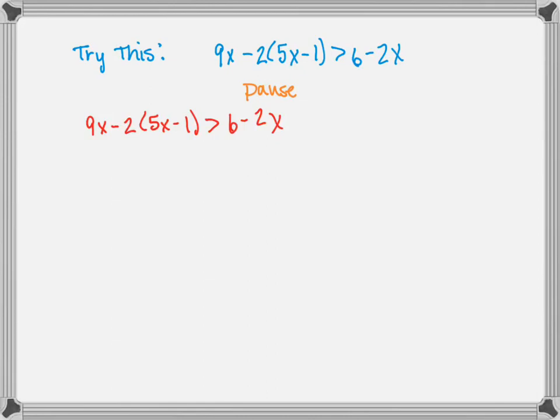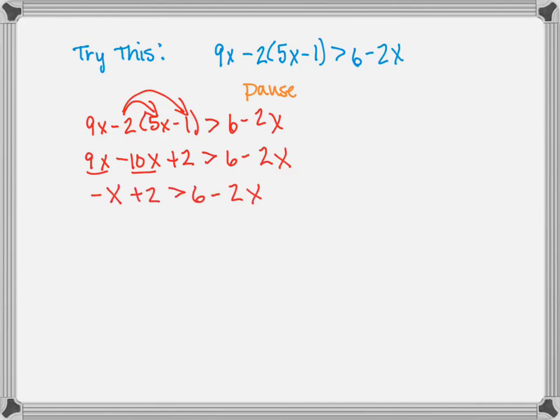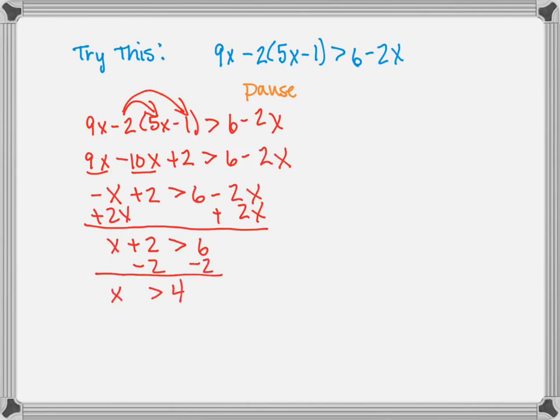Okay, so we have 9x minus 2 times the quantity 5x minus 1 is greater than 6 minus 2x. So the negative 2 will distribute. Negative 2 times 5x is minus 10x. Negative 2 times negative 1 is plus 2. It's greater than 6 minus 2x. I'll combine like terms. 9x minus 10x is negative x, plus 2 is greater than 6 minus 2x. I will add 2x to both sides, and I'll get x plus 2 is greater than 6. I'll subtract 2 from both sides, and I'll get x is greater than 4.